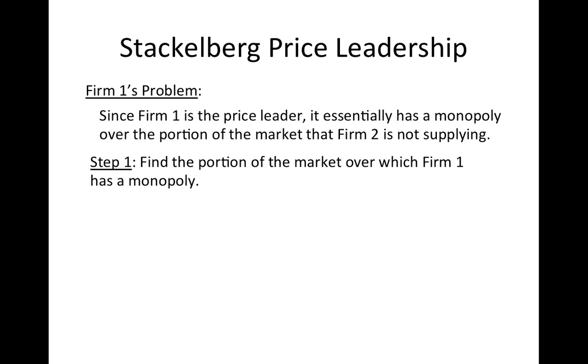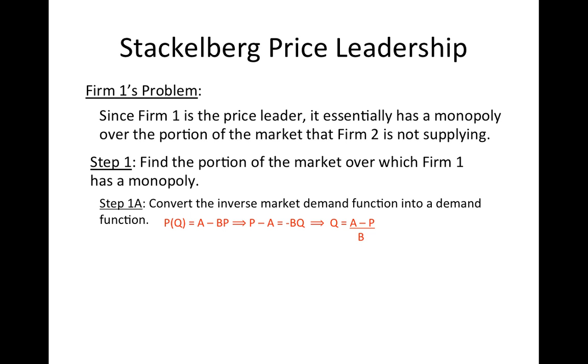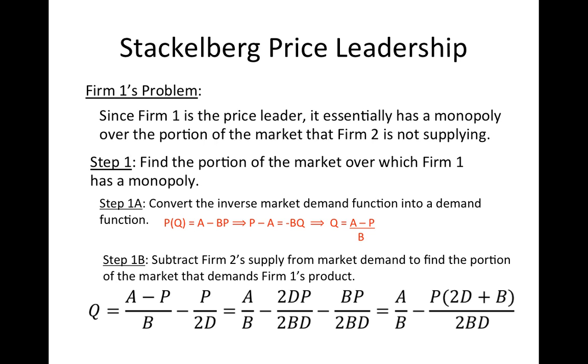To find the portion of the market over which firm 1 has a monopoly, first, convert the inverse market demand function into a demand function by solving for quantity as a function of price. Then, subtract firm 2's supply from this function to find the portion of the market that will demand firm 1's product. This function is called firm 1's residual demand.